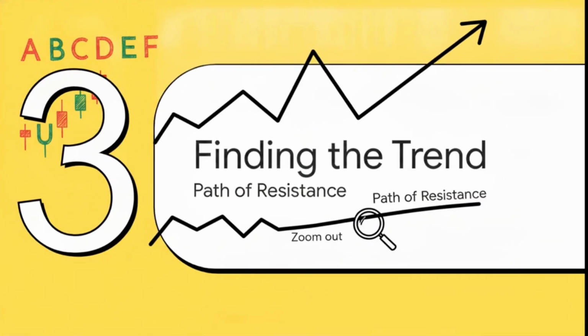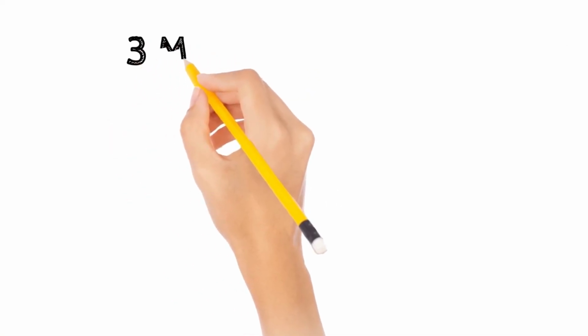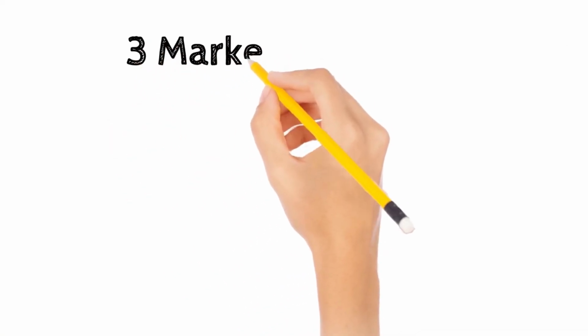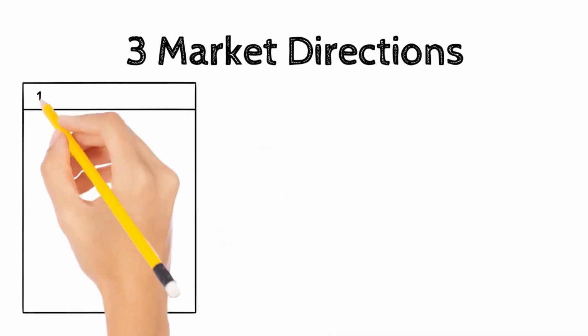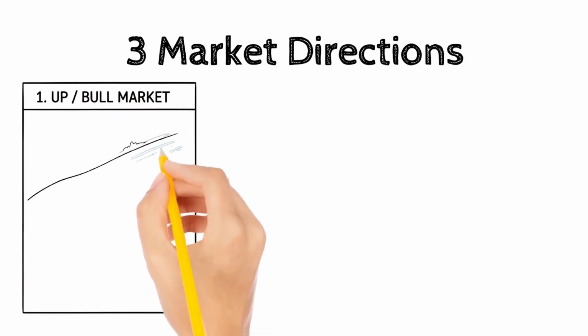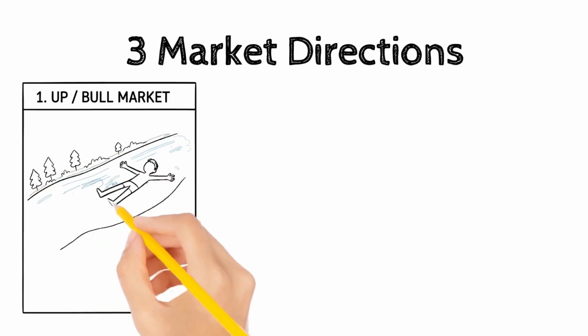Now that we know the basic alphabet with our red and green candlesticks, let's zoom out a bit to read the whole sentence. We want to find the overall path of least resistance. There is an old saying in finance: the trend is your friend. And there are really only 3 directions a stock can go. You don't want to get distracted by the tiny daily wiggles.